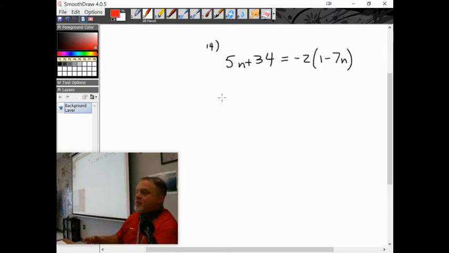Well, they're unlike terms. One part, the 5n part, has an n in it. The other part, the 34, is just a number. Can't add numbers and variables together and get an answer.